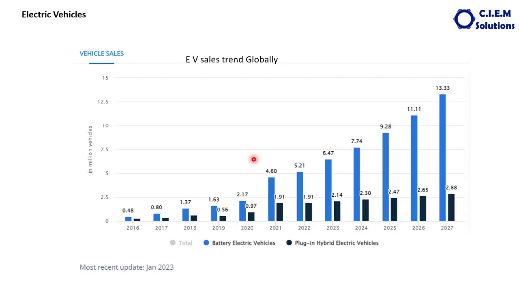Just observe this chart. In the past 6 years, the sale of electric vehicles has increased 14 times. In 2016, approximately 5 lakh electric vehicles were sold. This is in millions: 0.5 million electric vehicles were sold. When it comes to the end of 2022, approximately 5.21 plus 1.91, about 7 million vehicles, that means 70 lakh vehicles, have been sold. From 5 lakhs to 70 lakhs, so there is an increase of 14 times over a period of 6 years.